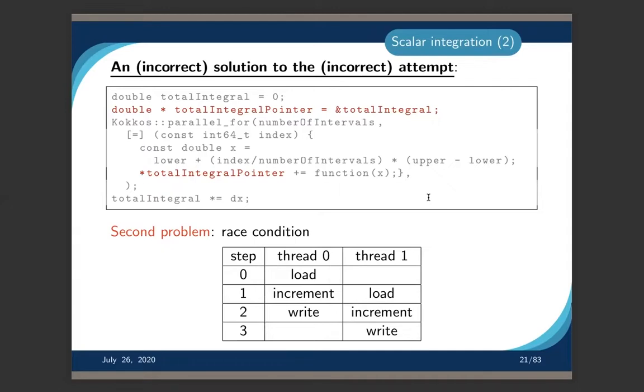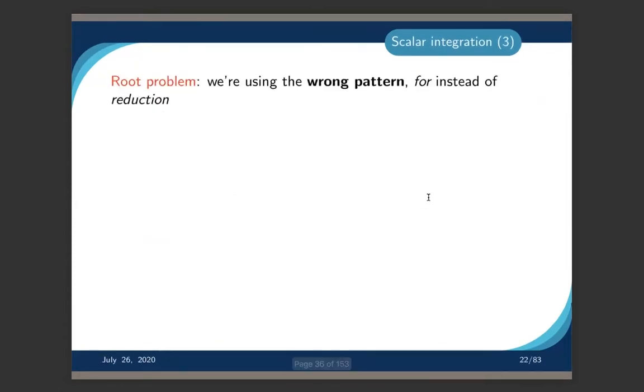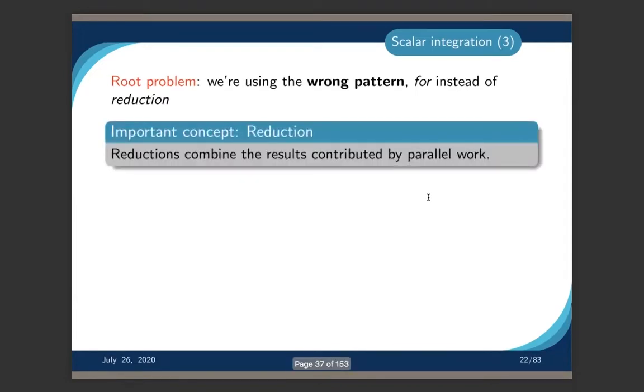Now the root cause of what's going on here is that you used the wrong pattern. Your computational pattern here is not a for loop. A for loop is something where every iteration is essentially independent. What you have here is a reduction, and a reduction pattern is when the iterations all contribute to the same thing, the same value.